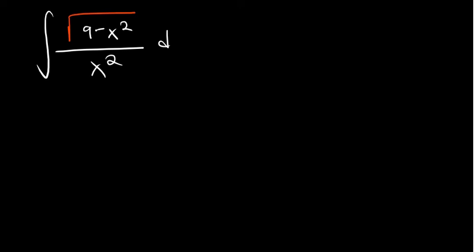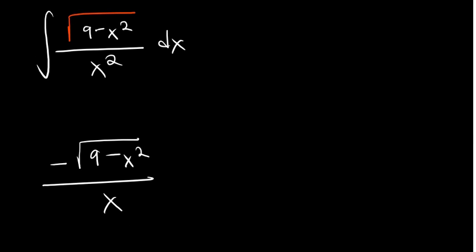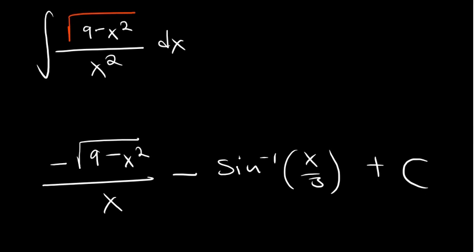Okay, so for your practice, I want you to try out this question. The integral of the square root of 9 minus x squared divided by x squared with respect to x. So pause the video and try this question out. Okay, so if you've answered, the expected result is the square root of 9 minus x squared over x minus sine inverse of x over 3 plus c. So continue trying out until you find this result.